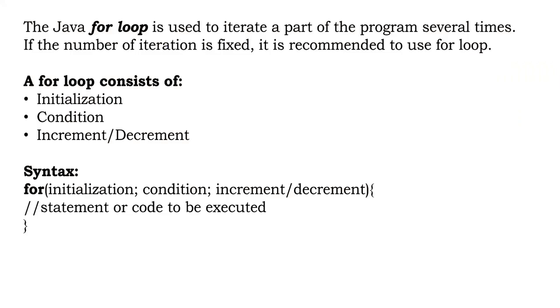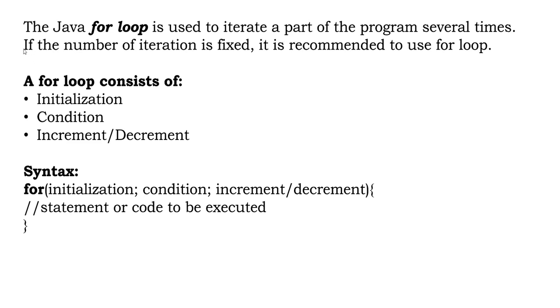Let's begin. The Java for loop is used to iterate a part of the program several times. As it says, for loop, it is used to iterate a specific part of the program several times. Suppose you have a requirement to print numbers from 1 to 100. So at that time, you can make use of this for loop and print 100 numbers.